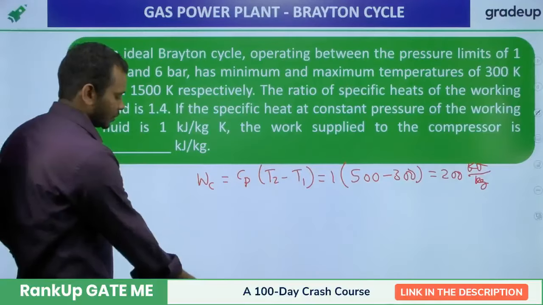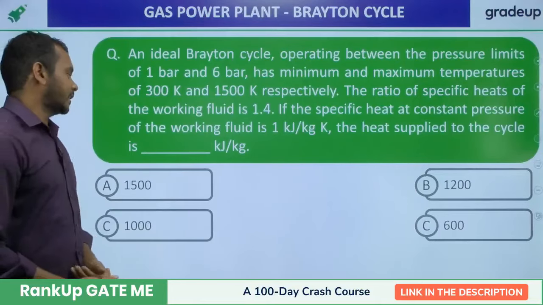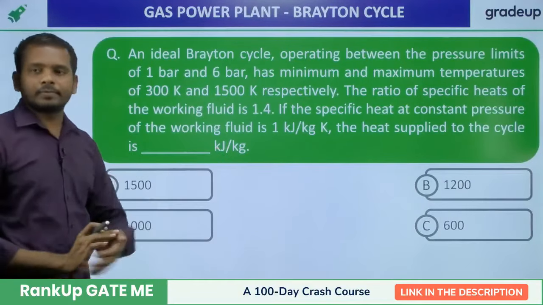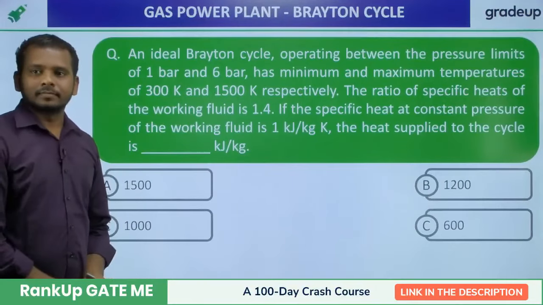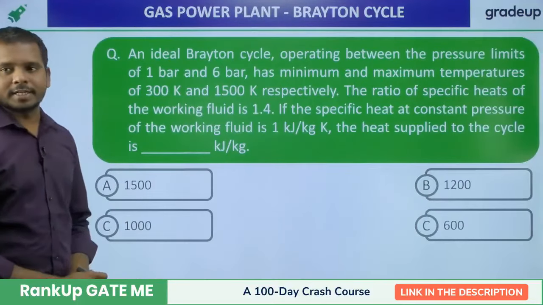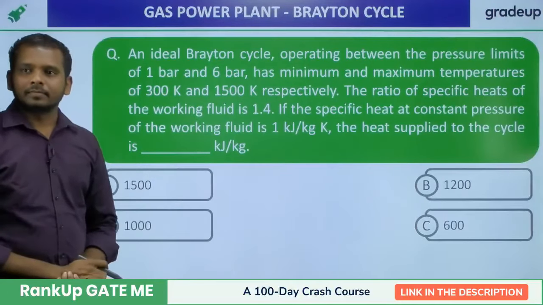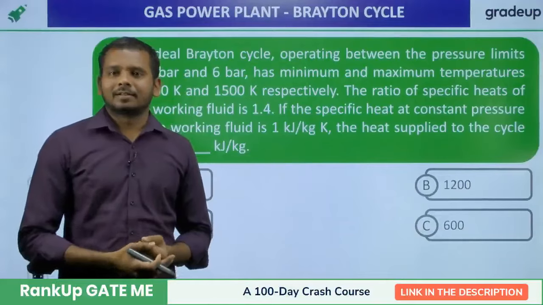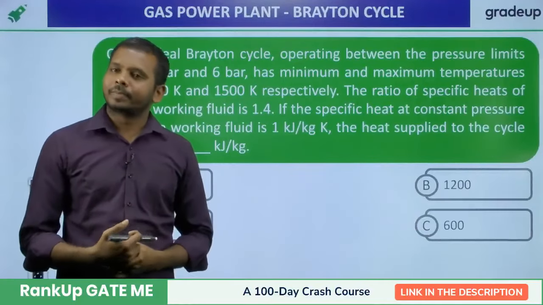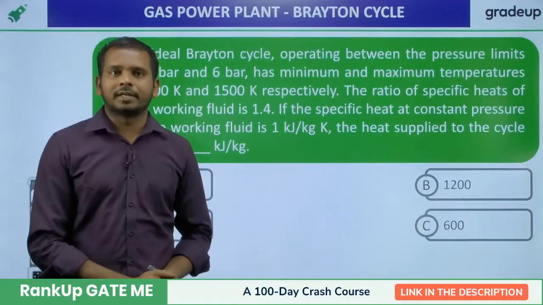Okay, let's go to the next problem. Same problem again. The heat supplied to the cycle is dash kilojoule per kg. For the same problem, what is the heat supplied to the cycle? Quickly, 15 seconds, not more than that. That's right, all of you are in form. All of you are giving the correct answers. Continue giving more answers so that we can cover more questions. We have only 10 minutes left.